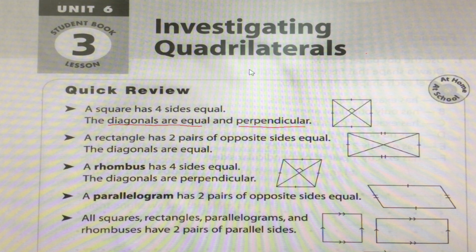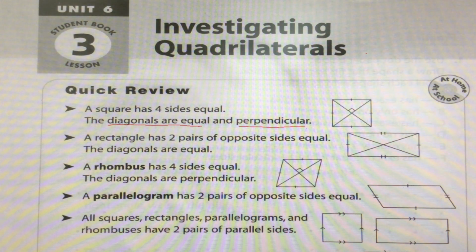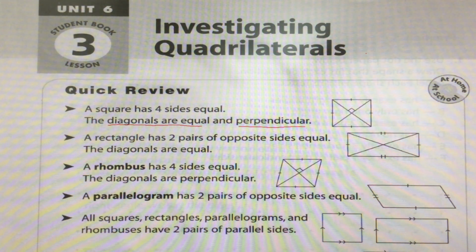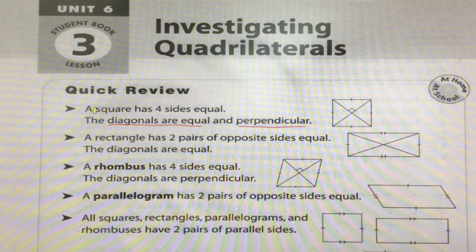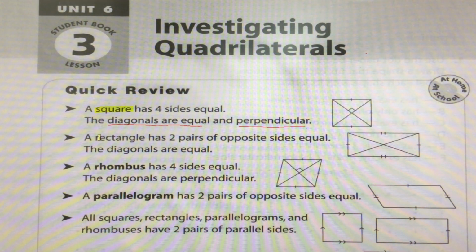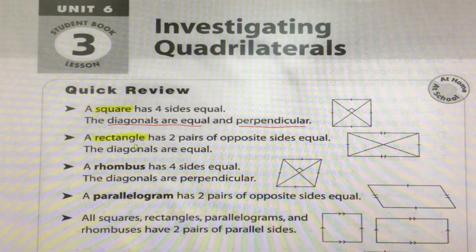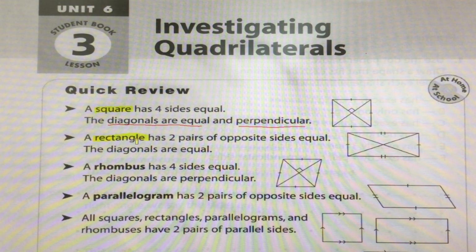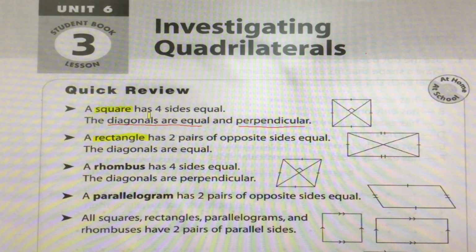Lesson 3 in Unit 6 is all about investigating quadrilaterals. So at this point, the kids are going to start to have to get some of the definitions down. So in this quick review, a square and a rectangle are shown right here, but they're not even in bold because squares and rectangles are something that the students have dealt with for years. But it does give some interesting characteristics or attributes of them.